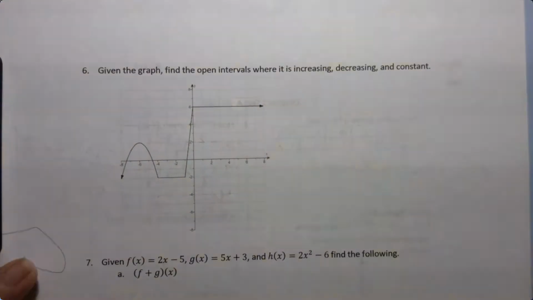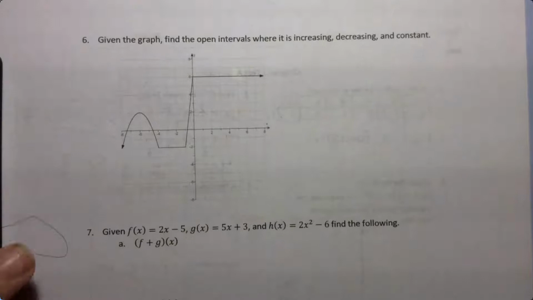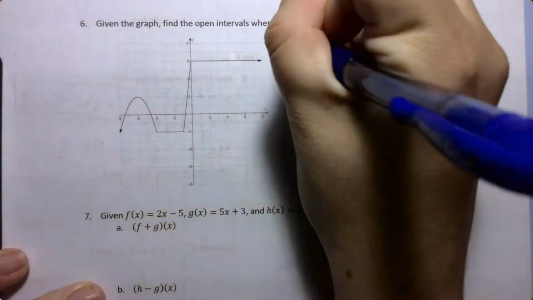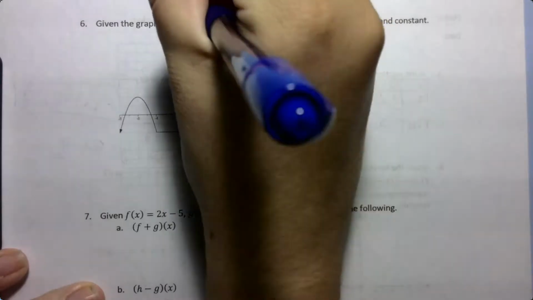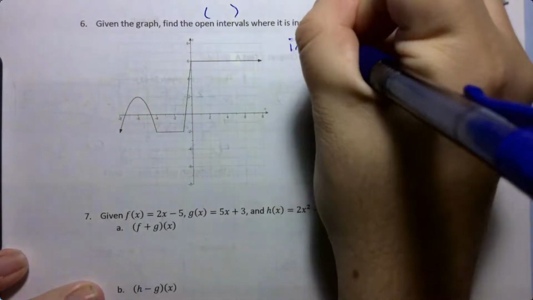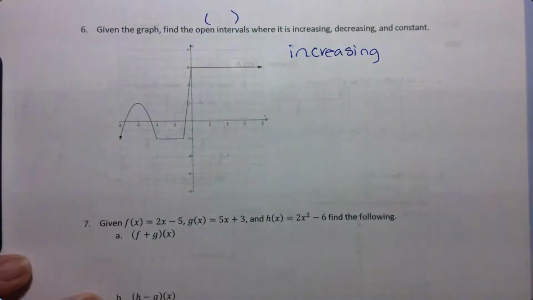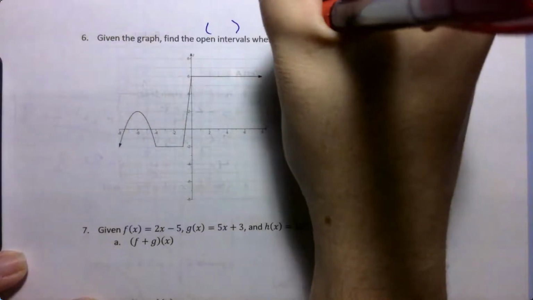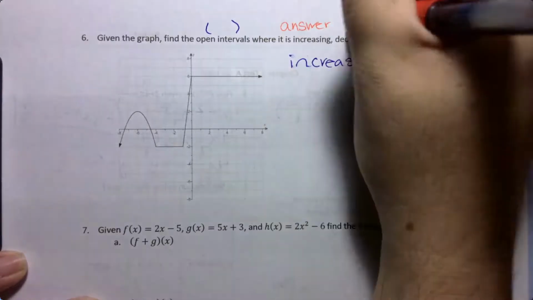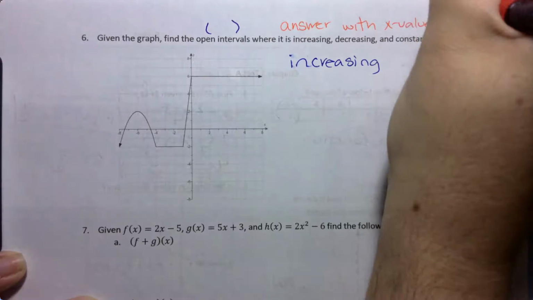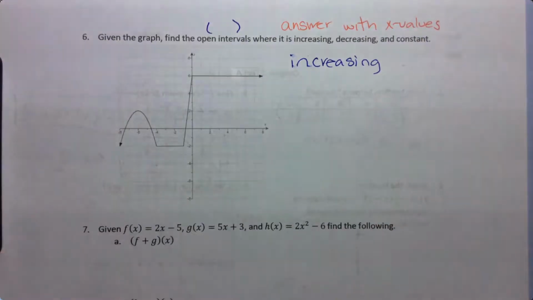Okay, this gives me another graph and it wants me to find the open intervals where it's increasing, decreasing, and constant. So open intervals means to use parentheses, and I'm always going to give my answer in terms of x. Because the increasing, decreasing, and constant is telling me what the y values are doing.